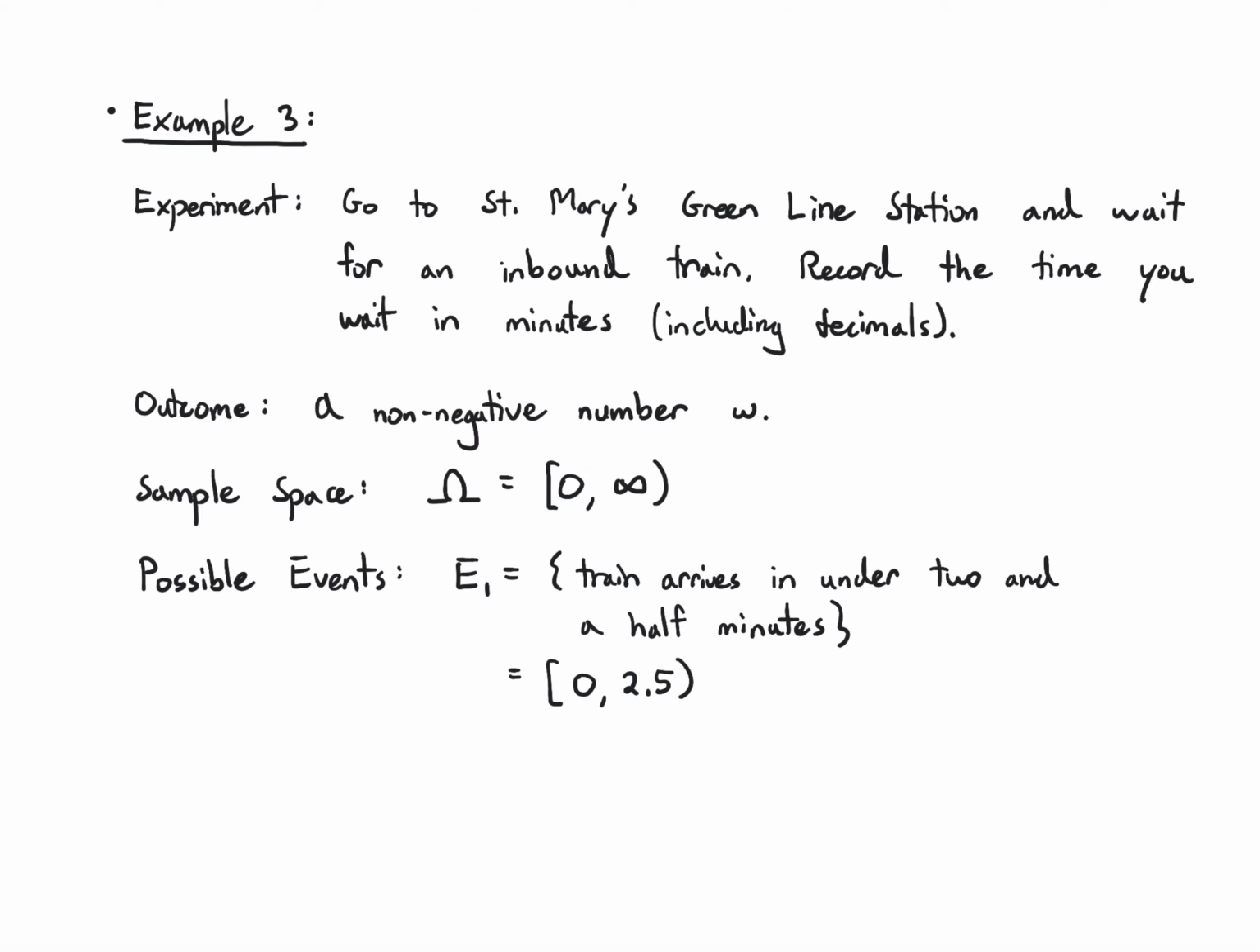Let's look at another event. Let's say it's kind of annoying. I'm standing there for a long time. The train takes more than 20 minutes to arrive. Maybe there was a snowstorm, so I'm just waiting on the platform for a long time. So then I have 20, again not inclusive because it's more than, all the way up to infinity, because maybe the train is not going to show up ever, which sounds unusual, but if you've ever waited for the Green Line, it kind of makes sense.